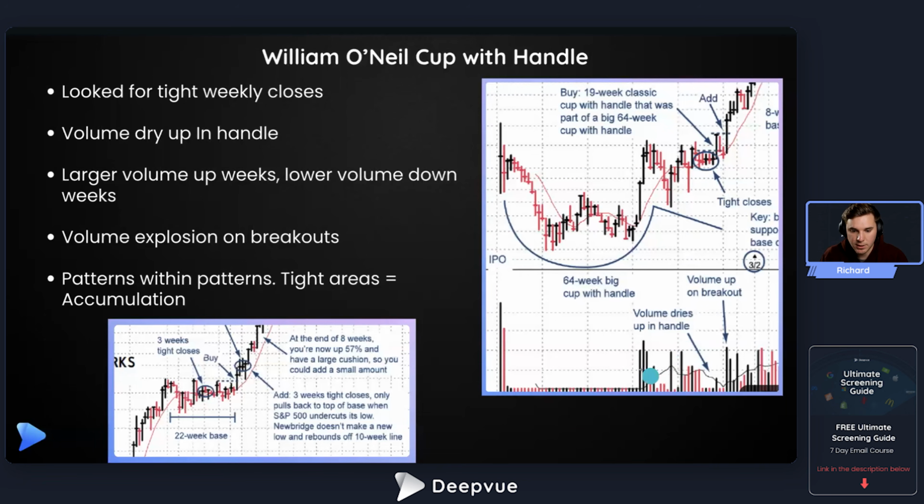You can see these waves down are less and less severe. Volume is basically nowhere to be seen on these down moves. On up moves, you do see volume coming in. And then on that breakout, we want to see as much volume as possible through that buy point. And we'll discuss buy points much more specifically later on.